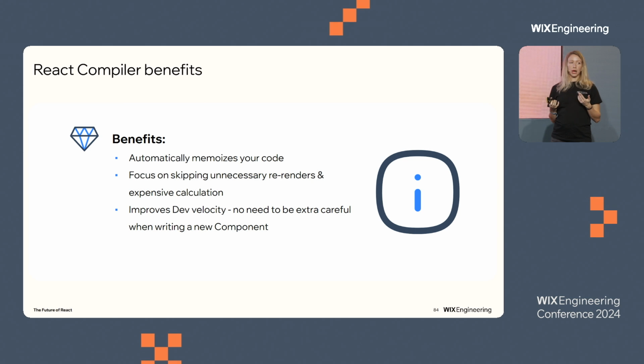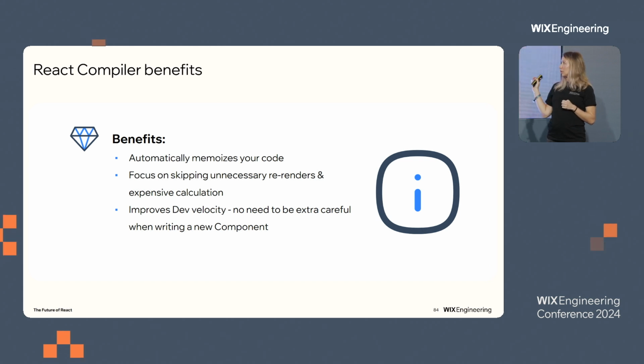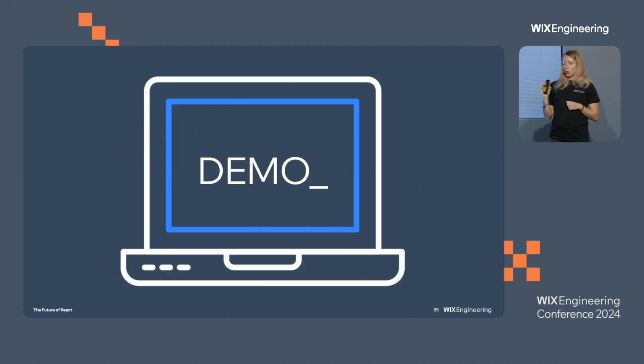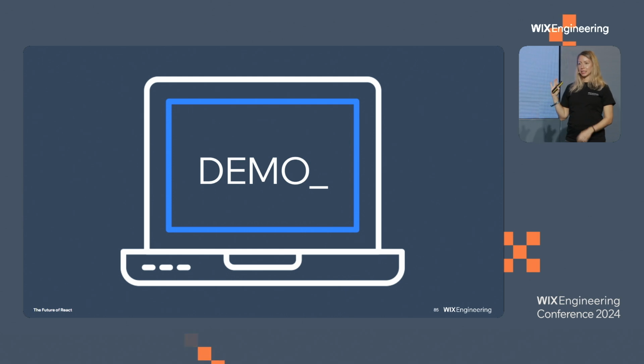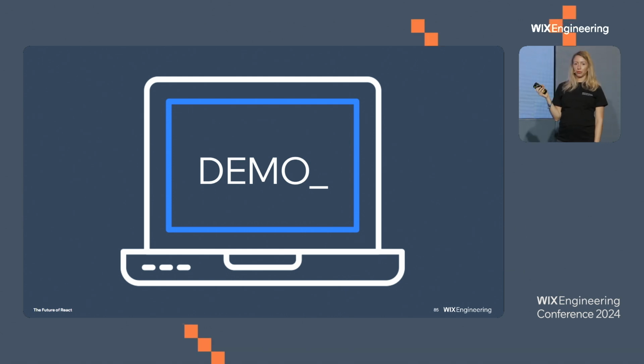So we know that React already provides APIs such as useCallback, useMemo, and React.memo for memoization. But of course, in big applications, such as Wix, we can sometimes miss spots where we could memoize. So in those cases, the compiler is very helpful and saves our time. We won't go into the implementation details of the compiler, since it can be a whole separate talk, but we will see a code demo of how it works.